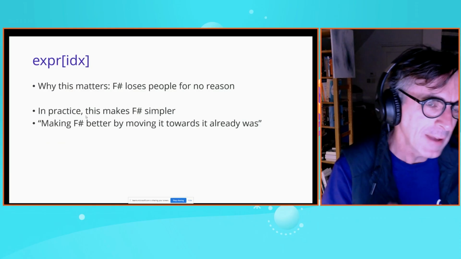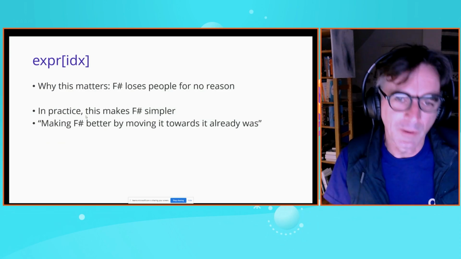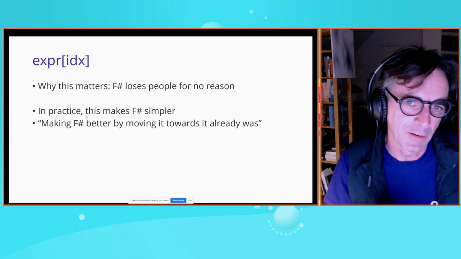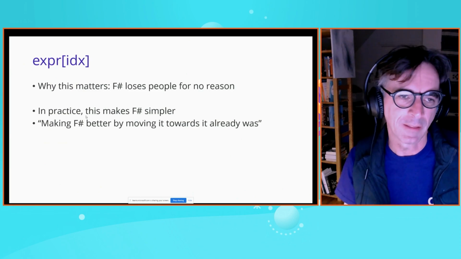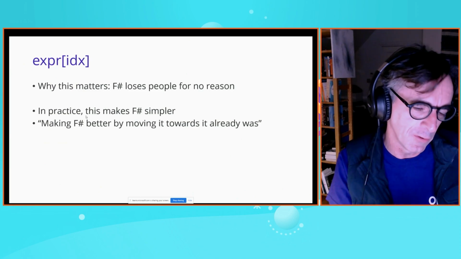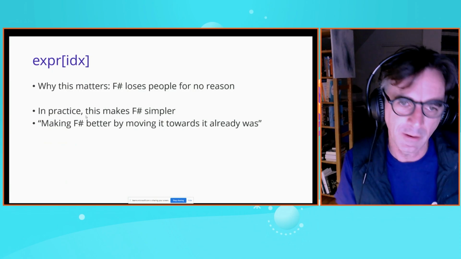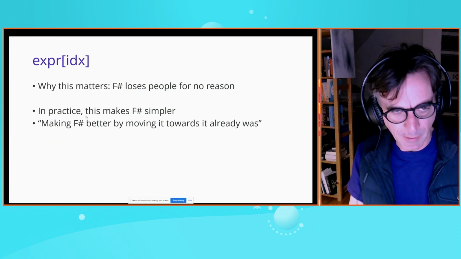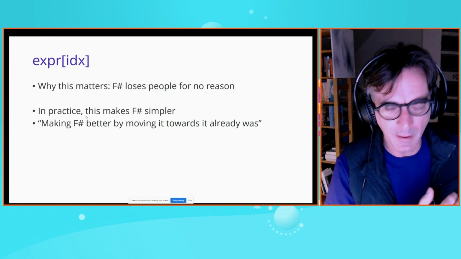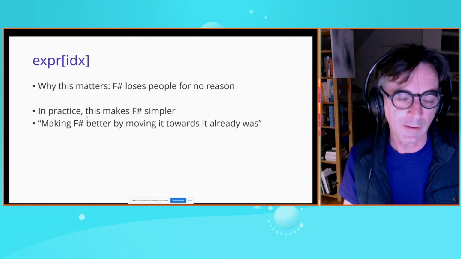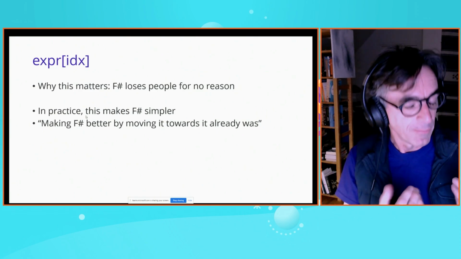So why does it matter? That dot was losing people for no reason. And you might say, well, surely it doesn't matter that much to people. But I can assure you, if you show F# machine learning code, for example, to particular kinds of audiences, where you do a lot of indexing and a lot of slicing, the first thing they see is the dot, they just go, oh, I'm not going to listen anymore.